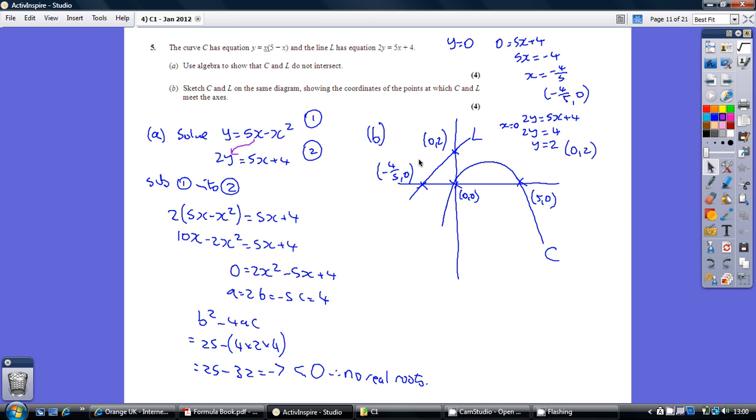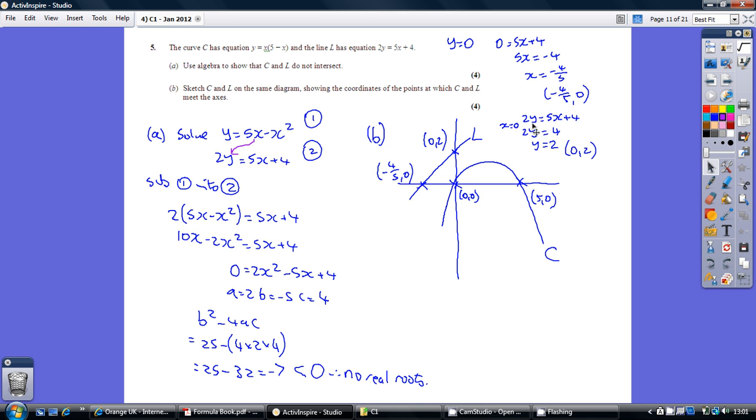Now for part B we've got to sketch this. So let's start off with the straight line. Just find a couple of points on the line. So substitute in with x being 0 and with y being 0. So when x is 0, we get 2y equals 5 lots of 0 plus 4. So 2y is 4, so y is 2. So that's one coordinate, 0, 2.